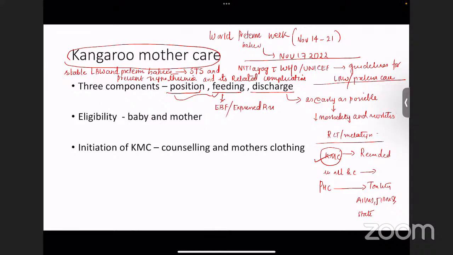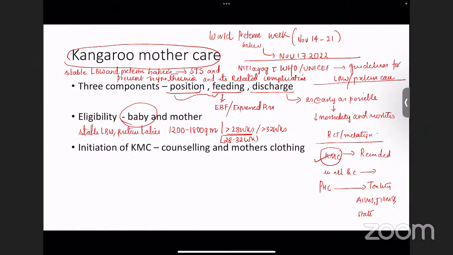So, who are the eligible babies? As I said, all stable, low birth weight, preterm babies, more likely 1200 to 1800 grams, more than 28 weeks, or sometimes we say 32 weeks. So 28 to 32 weeks babies, initially they will be hemodynamically unstable. For that, we have to take care. Once they become stable, you can directly give to the mother, or if they are stable from birth itself, you can try. But most of the time, they are hemodynamically unstable.